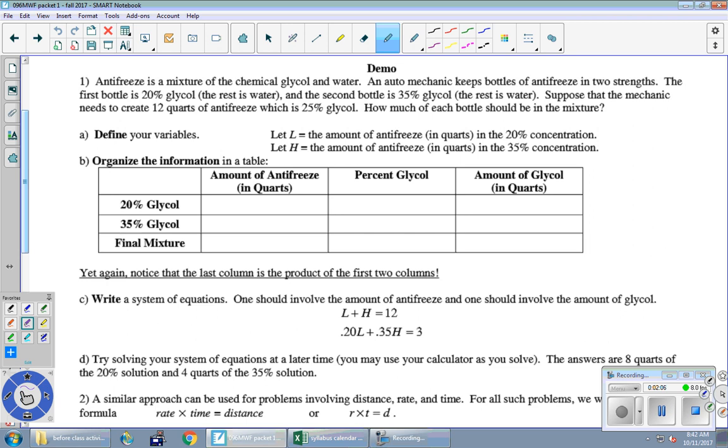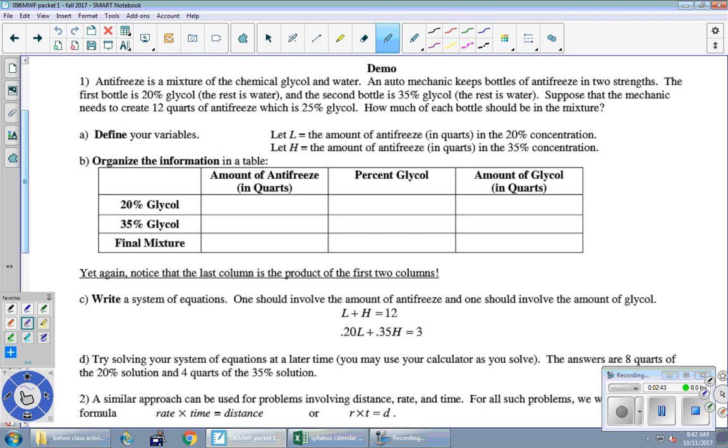So the next sentence says, an auto mechanic keeps bottles of antifreeze in 2 strengths. The first bottle is 20% glycol and the rest is water. Let's pause. 20% glycol. So you got this big jug of thing called antifreeze. Some glycol, some water. 20% of that jug is glycol. The other 80% is water, okay? And the basic idea with all of the mixture problems, starting with this one and going through the activities, is that you're going to have a whole, and then you're going to be focused on a certain percentage of it, and we'll call that the part. And the part in this case is the glycol. The whole is antifreeze, the part is glycol.